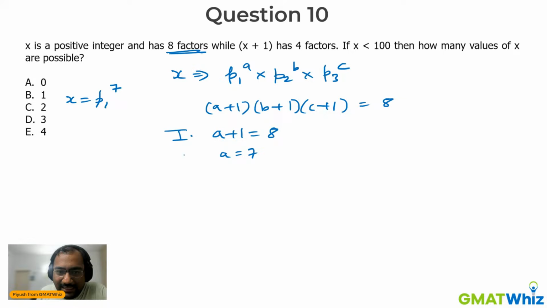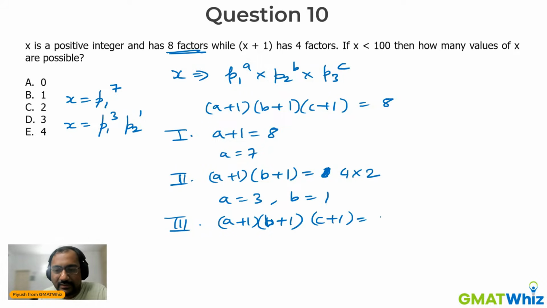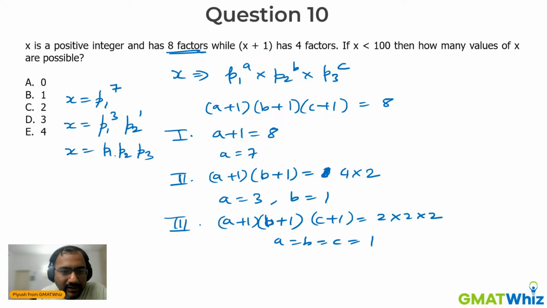This is case 1. The second scenario is that x has 2 prime factors. In that case, I can only write 8 as 4 into 2. So a will be equal to 3 and b will be equal to 1. So x can also be p1 cubed times p2 to the power 1. The third scenario is that it has 3 prime factors, giving 8, so a equal to b equal to c equal to 1. So I have 3 cases possible for x, and this is the inference that I have drawn.